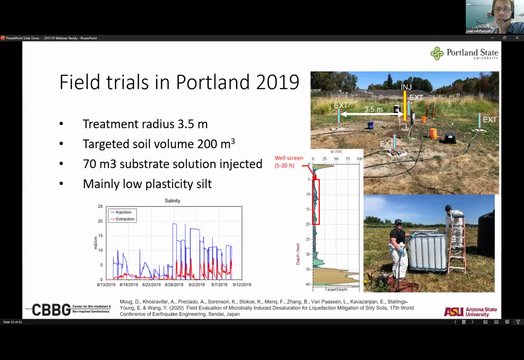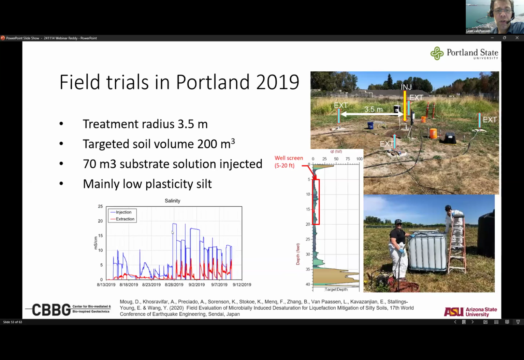You can see the geometry with the single injection well in the middle and several extraction wells on the outside. And we started pumping in nutrients for about 20 days. On the left, the injected blue line is the concentration which we injected, and the red line is what we extracted, and the difference would then be what has been converted during treatment.